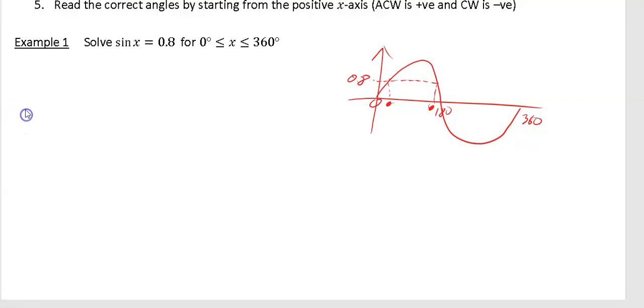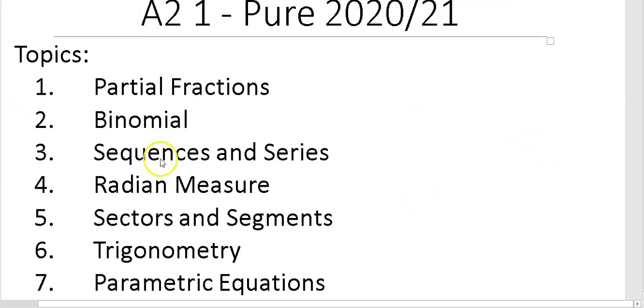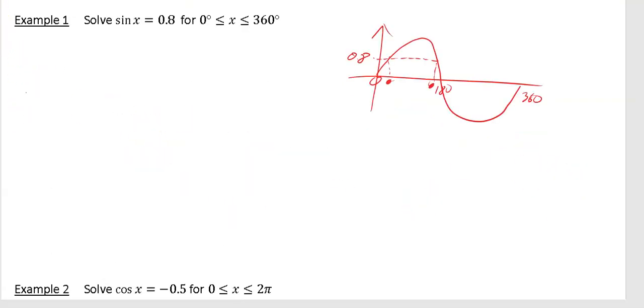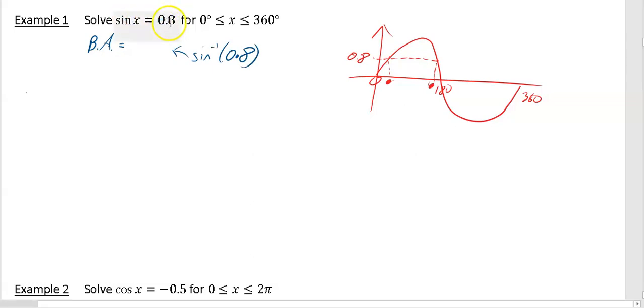Okay, to do this, the first thing we want to do is find the BA. What BA stands for is basic angle. This will be in the notes above if you read through those again. How you get the basic angle, I wouldn't normally write this in, but it's just for the sake of your notes, is sine to the minus 1 of 0.8. So it's the inverse sine of whatever you've got over here.